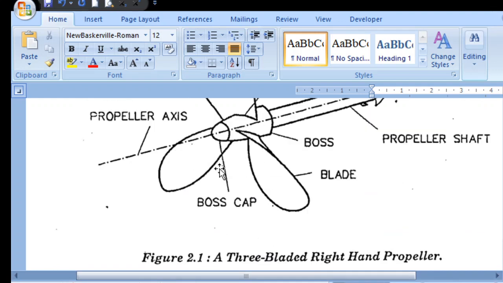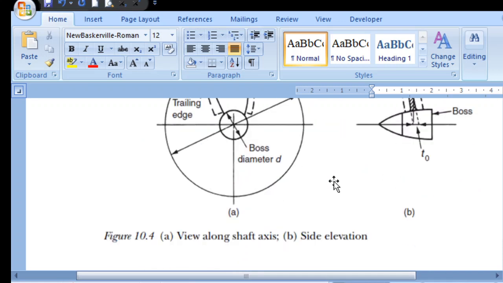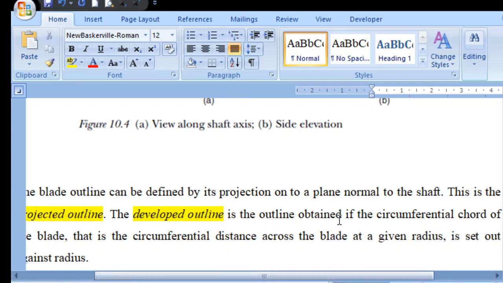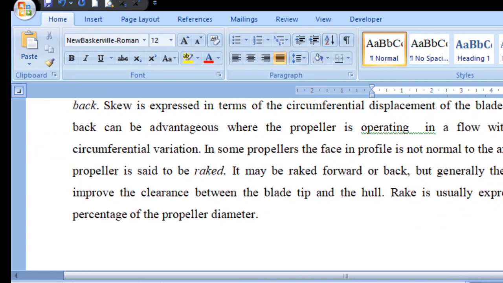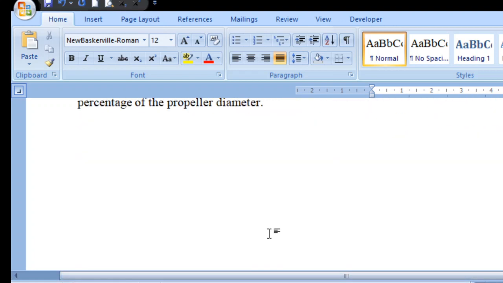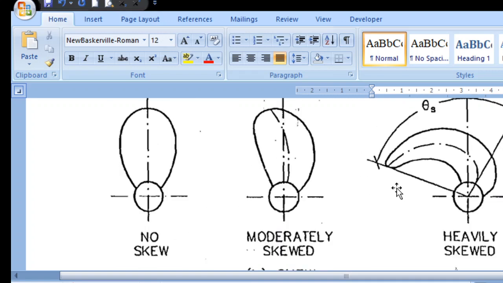So this is just basic propeller geometry. Rake, I have already defined for you. You can make notes out of it. These are very important questions normally. You should know about the definition of the rake and skew. No rake, positive rake.